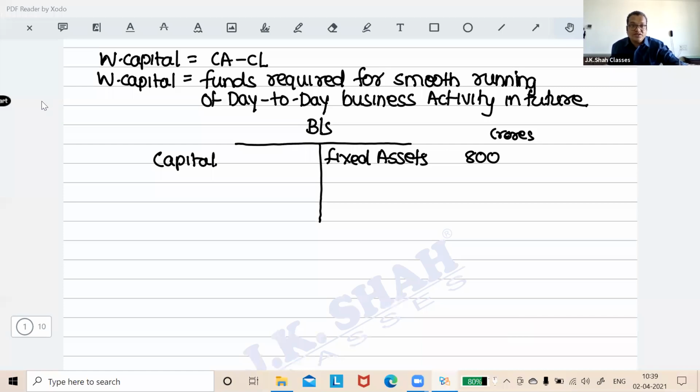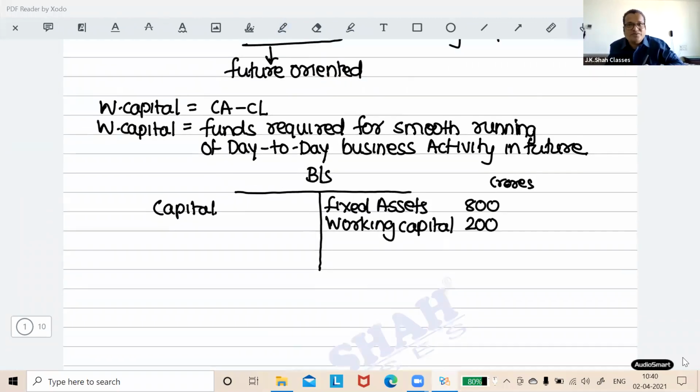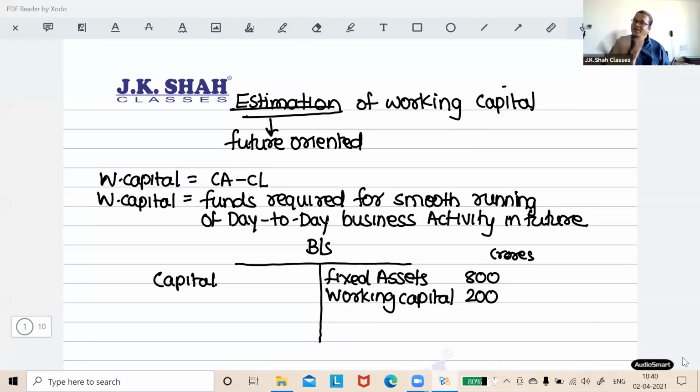So, friends, just by putting in this 800 crores of fixed assets, will our business start? The answer is no. Sir, we will need some extra funds for our day-to-day business requirements. Correct. And those funds are called what? Working capital. So, friends, let's say we estimate the working capital to be 200. So the topic is done then, because that is our topic, sir. Estimation of working capital. You're already done with estimation. So let's stop, sir.